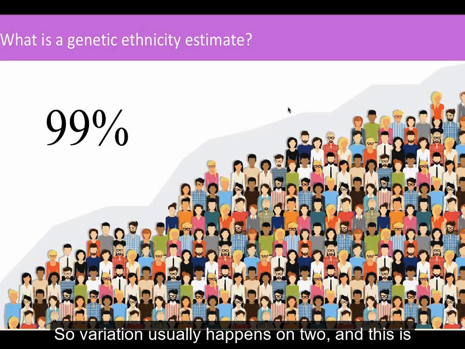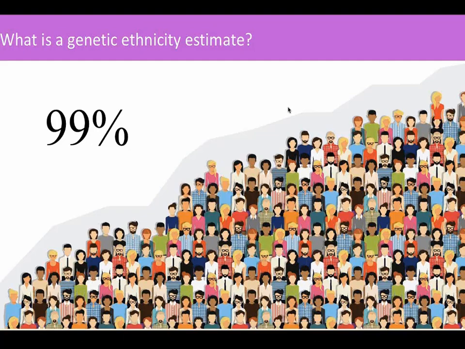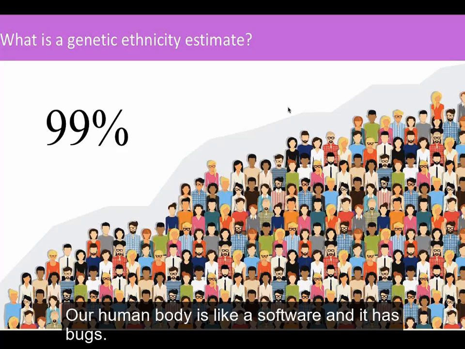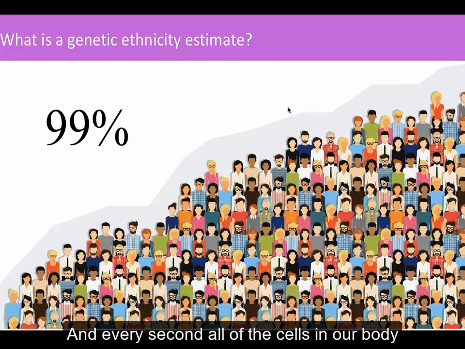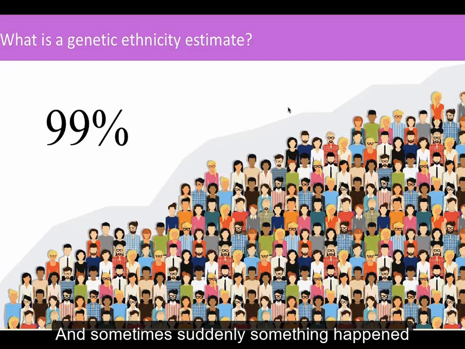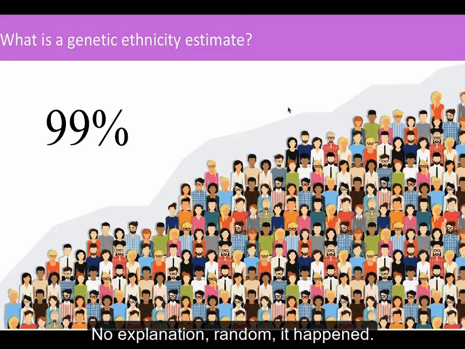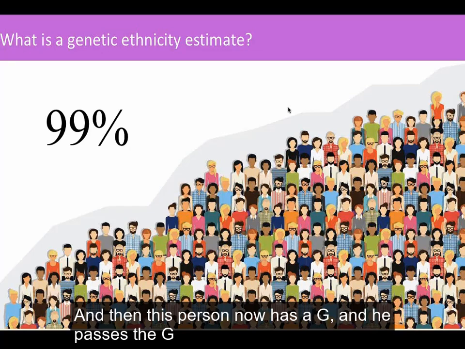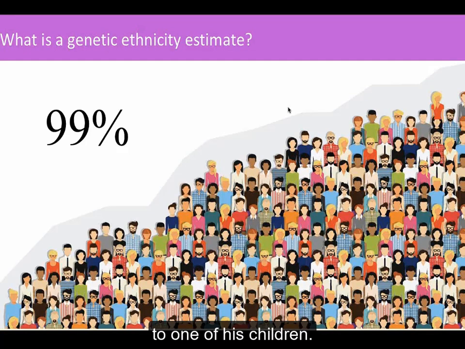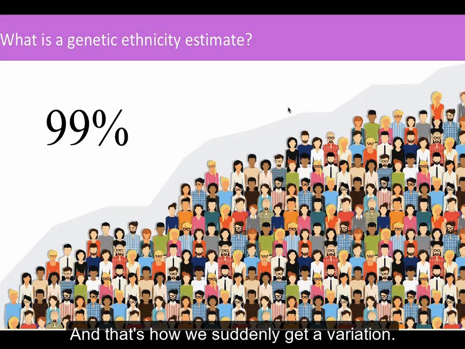So variation usually happens, and this is high level, in two different places. We have random mutations. Our human body is like software and it has bugs. Every second, cells in our body are multiplying, cells are dying and new cells are being born. And sometimes suddenly something happens and A turned into a G. No explanation, random, it happened. And then this person now has a G and he passes the G to one of his children. One of his children passes the G to his grandchild. And that's how we suddenly get a variation.